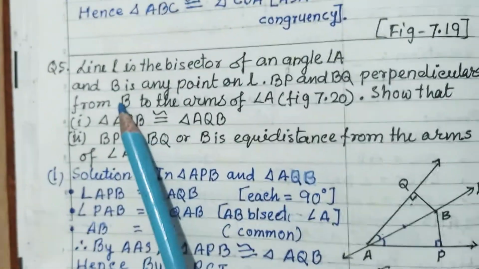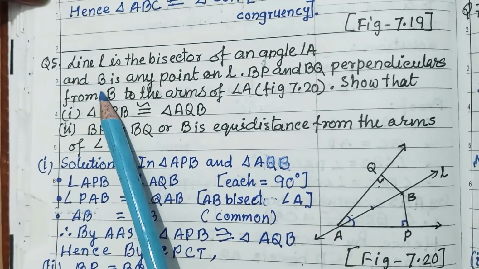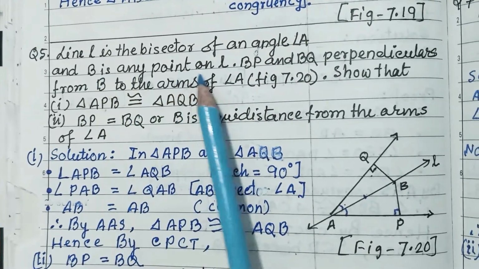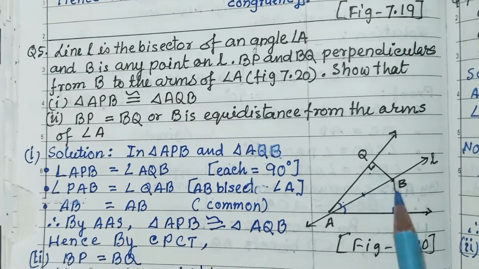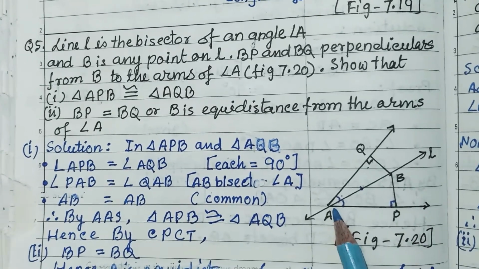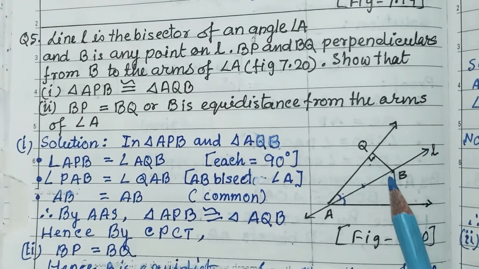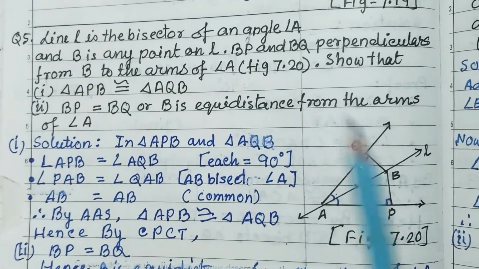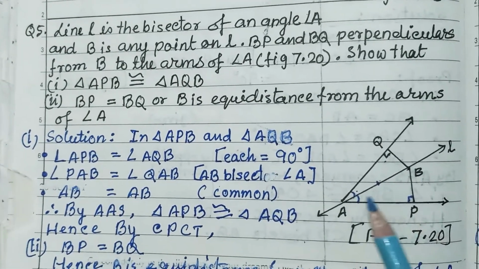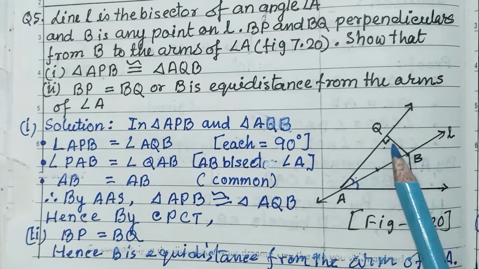Next question: line L is the bisector of angle A, and B is another point on L. From B, BP and BQ are perpendicular on the arms of angle A, means on this arm and this arm. These two are the perpendiculars.